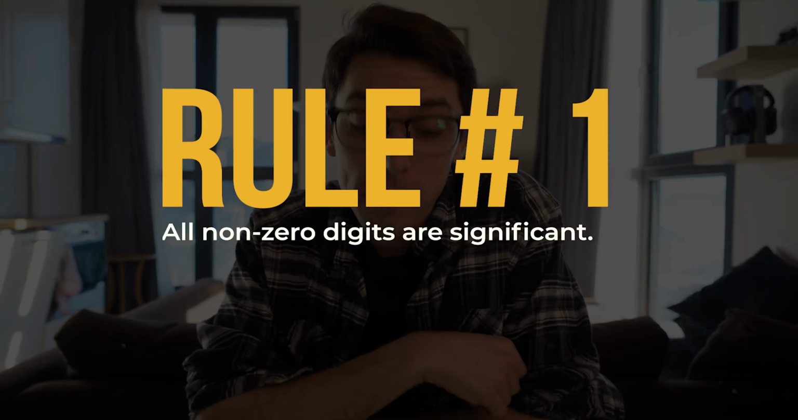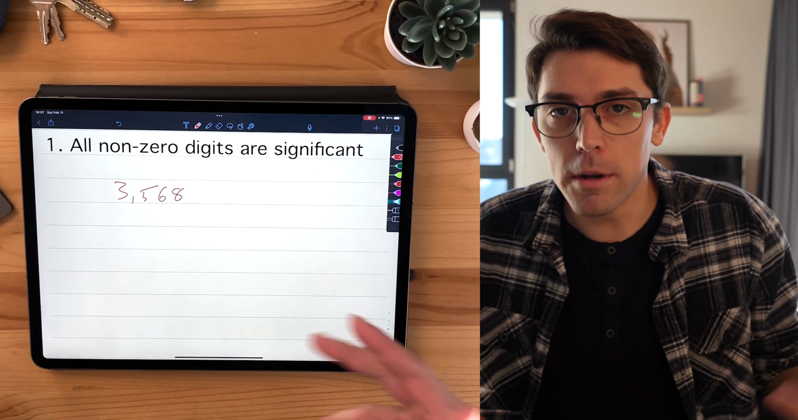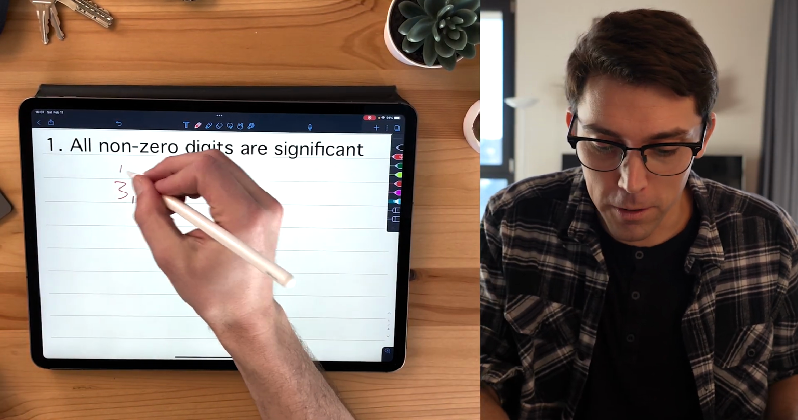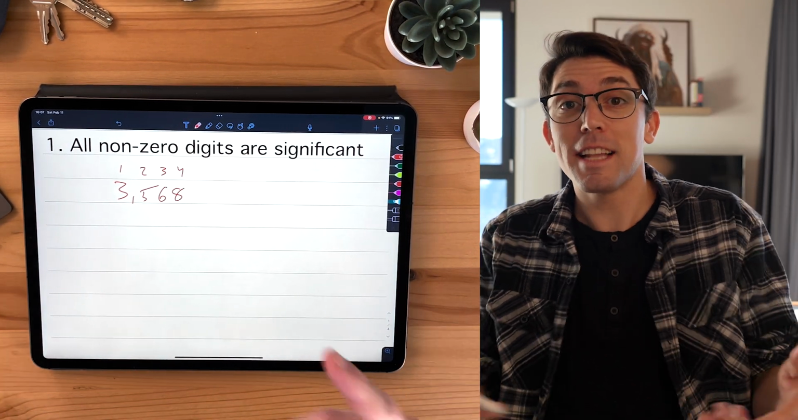So rule number 1, all non-zero digits are significant. And luckily for us, that's a pretty easy one to remember, right? Because if you just see a digit that's not a 0, you count that as one of the significant figures. So let's take a look at some examples. Say we have 3,568. How many non-zero digits are there? Well, I have 1, 2, 3, 4. 4 significant figures. It's that easy.